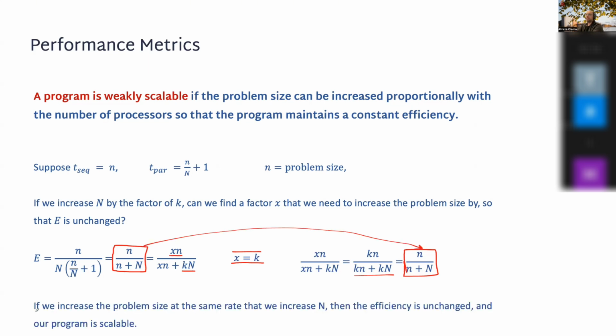So in this case, we know that if we increase the problem size, using this xn, at the same rate that we increased the number of processors, using this kn, because the efficiency is unchanged and fixed, we know that our program is scalable. And in this case, we call it weakly scalable because we are also changing the problem size, not necessarily the number of cores. Okay. So any questions about weak and strong scalability?